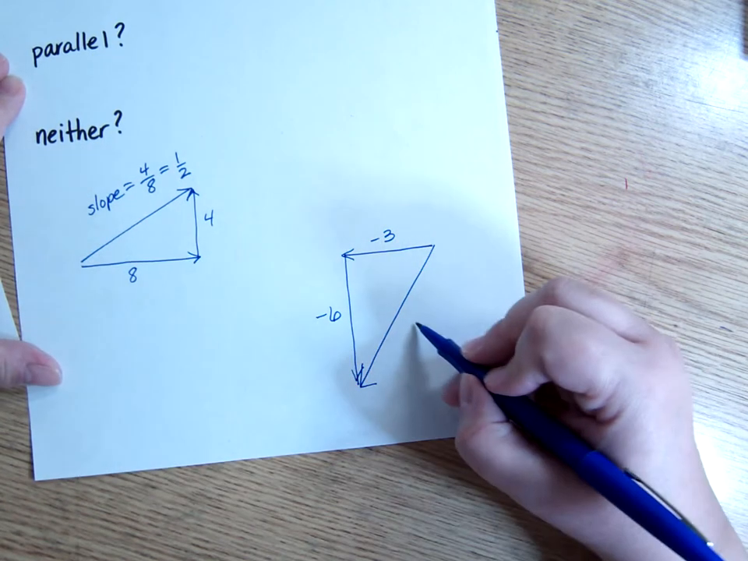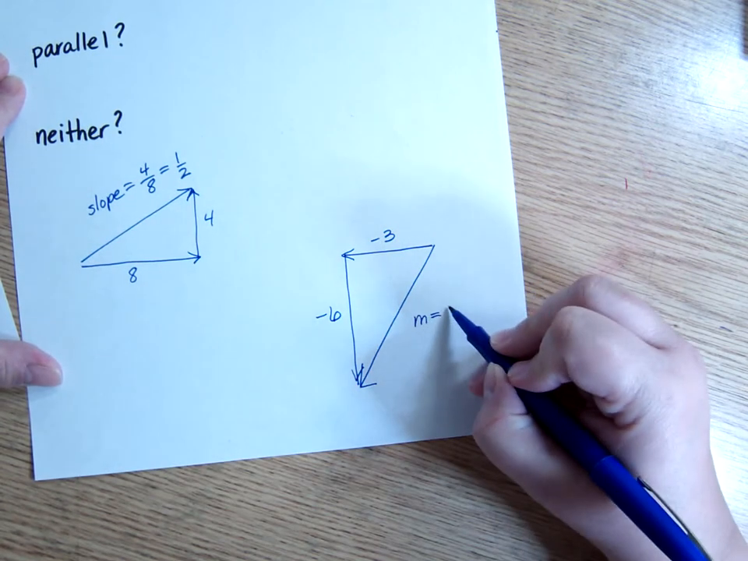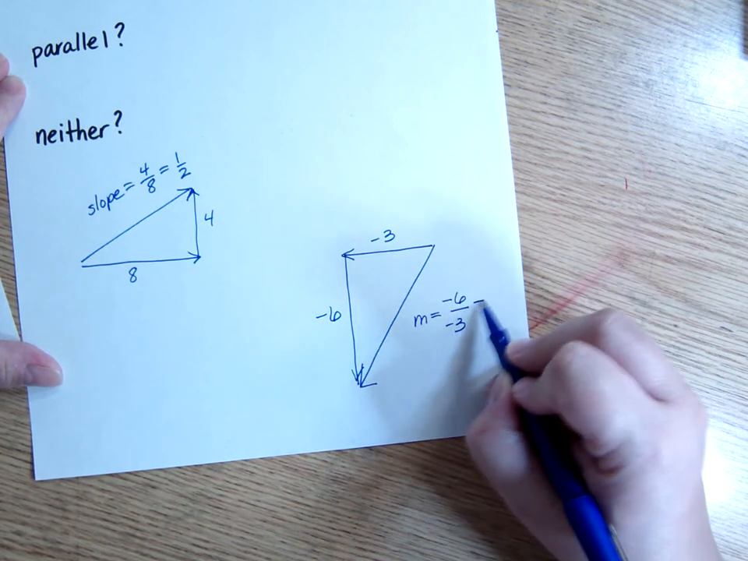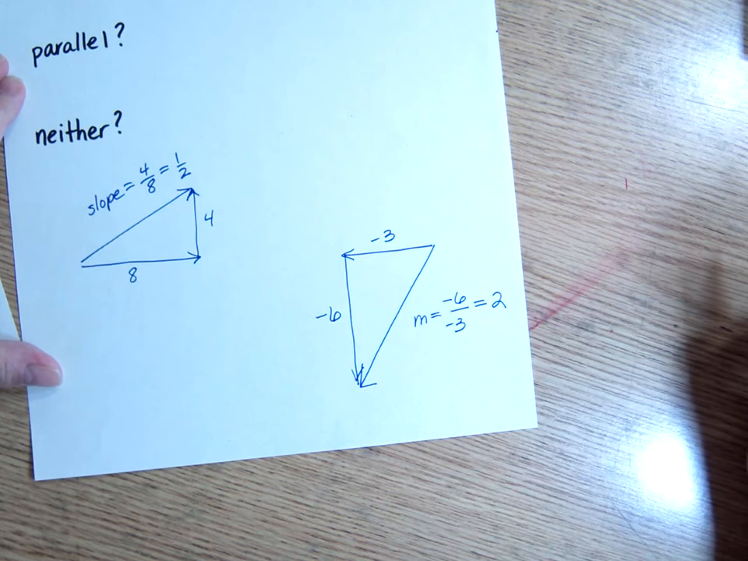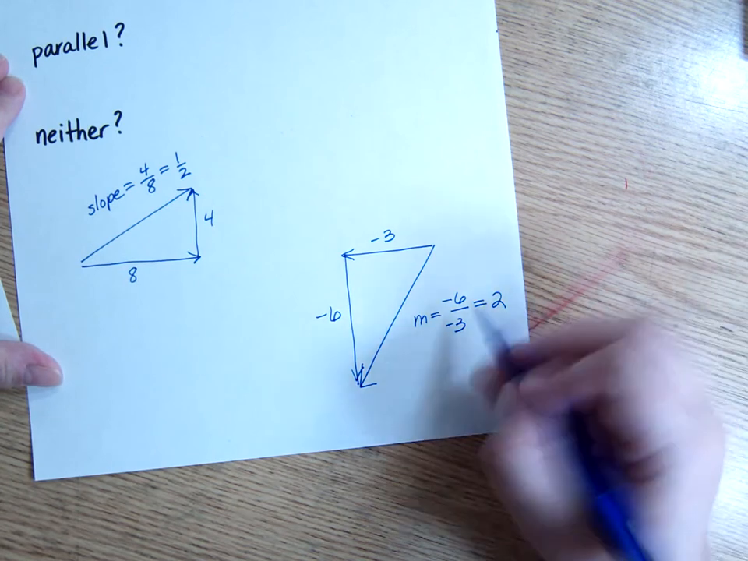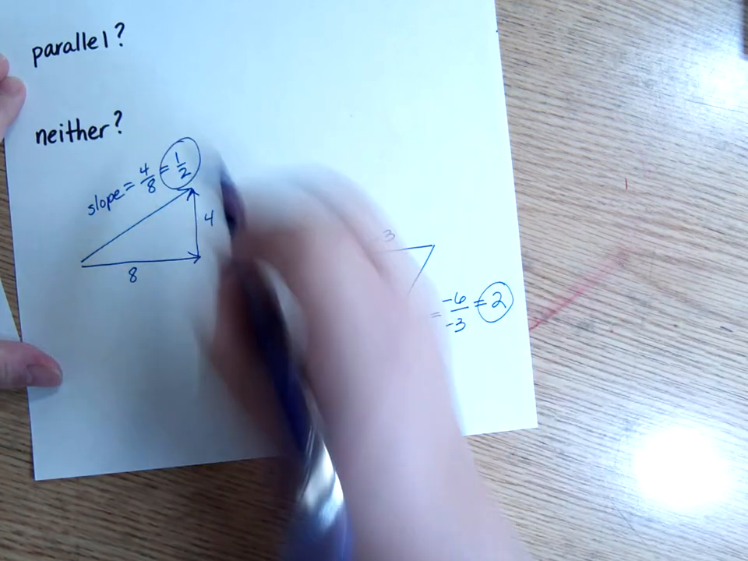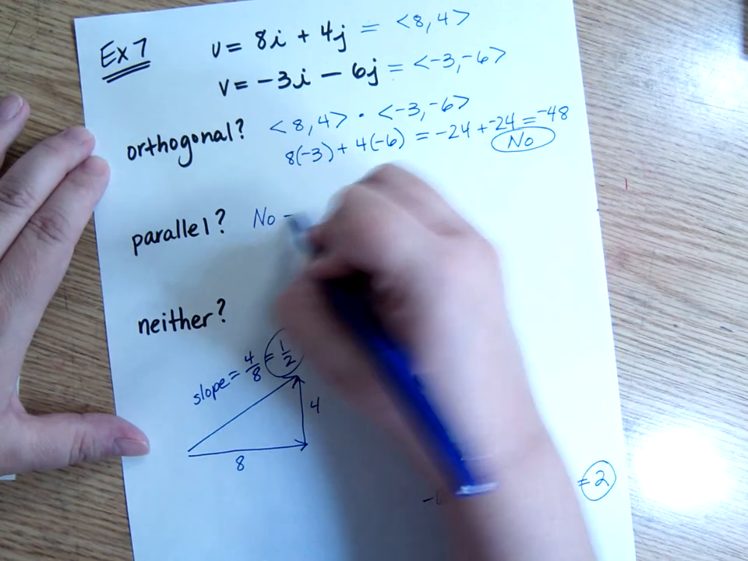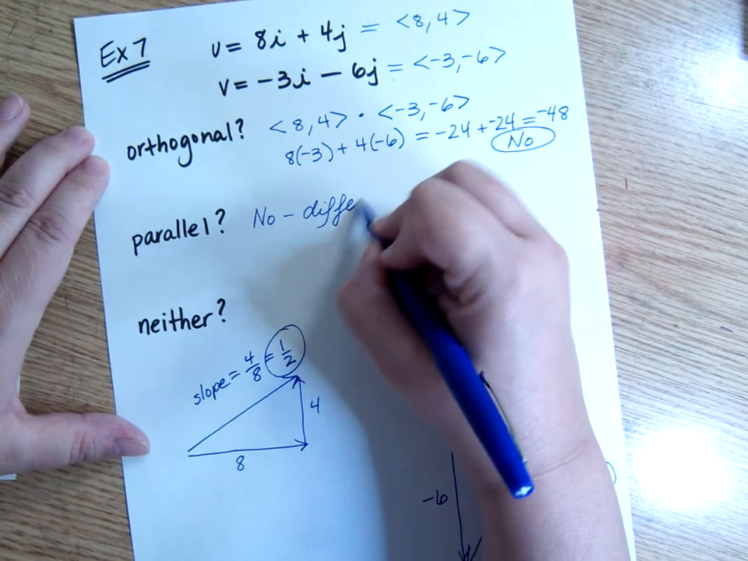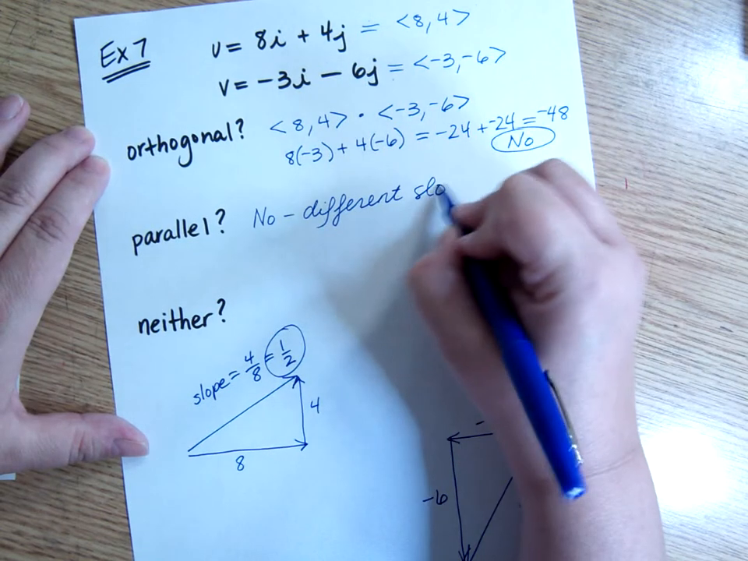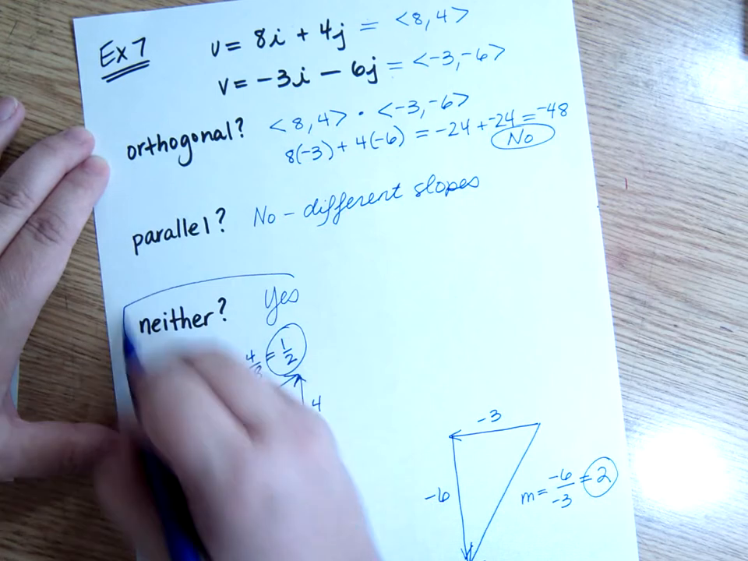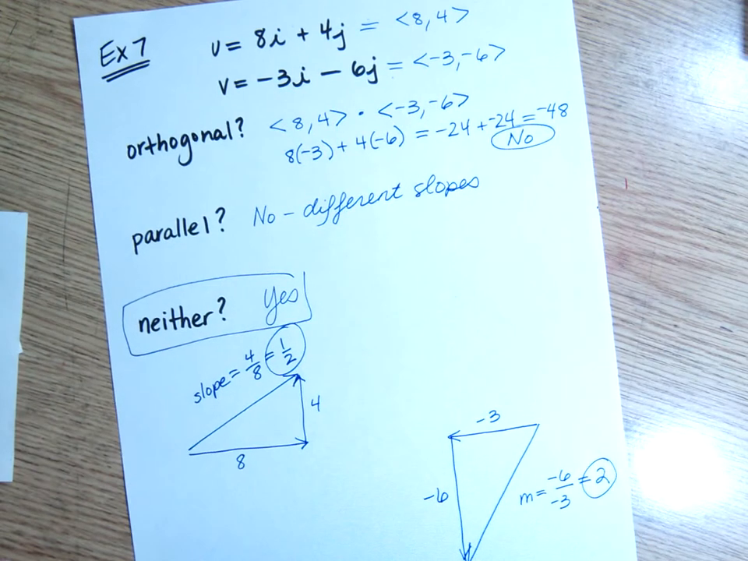So slope is change in y over change in x. This has a slope of 2. This one has a slope of 1/2. The slopes aren't the same, so no, because we have different slopes. Neither means yep, because we just ruled out the other two, so it has to be neither.